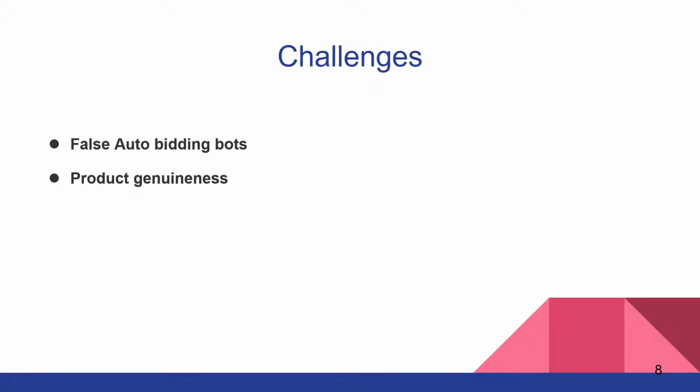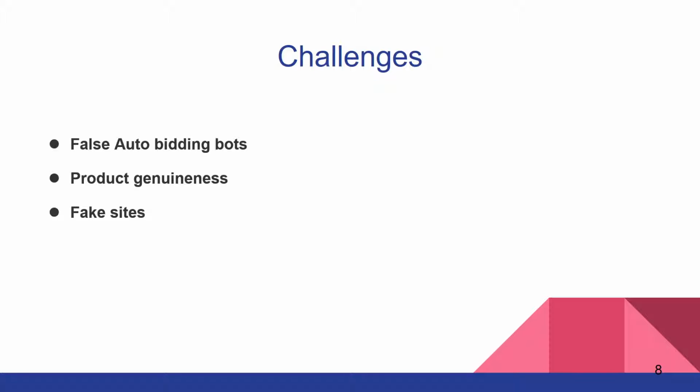The second one is protecting genuineness. The buyers can only view the products through photos on the auction website. It is hard to inspect the product's condition and usability.